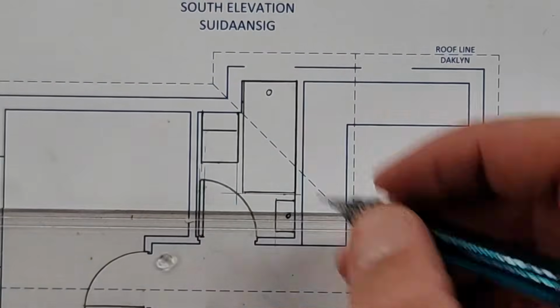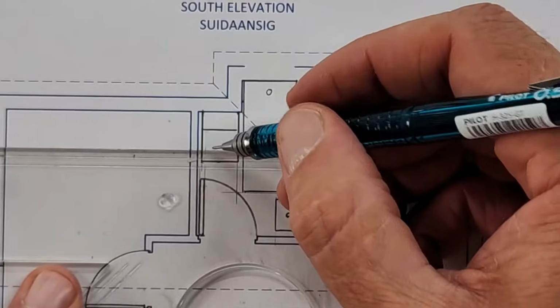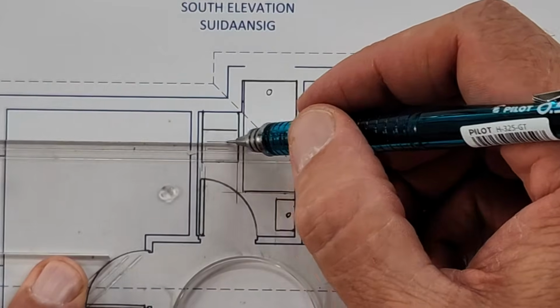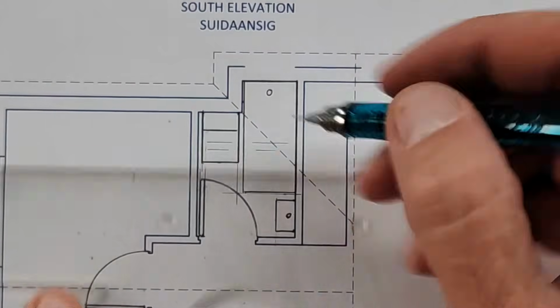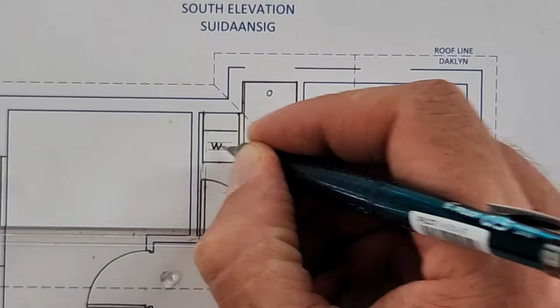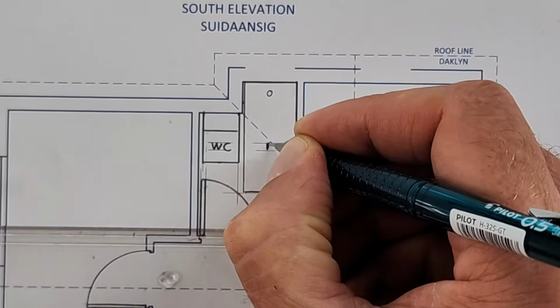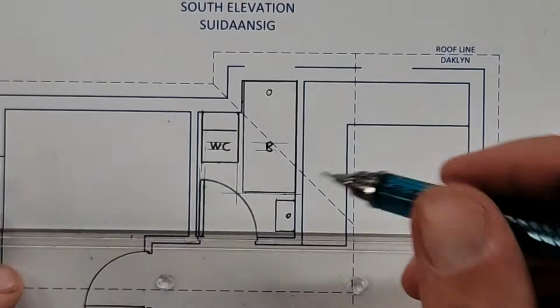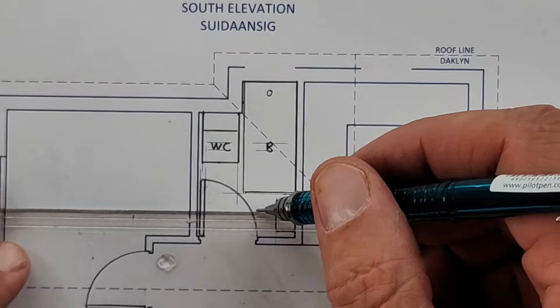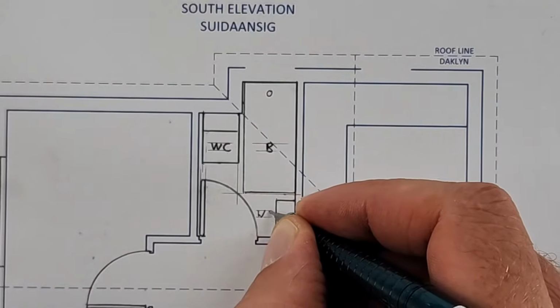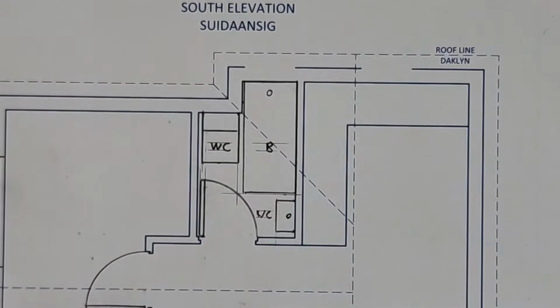Rightio, and then you can add your guidelines here. Let's do the bath at the same time. So that's a WC bath, and the wash basin, you can just do it on the outside. They're not going to be mad at you. WC. Okay, so that's how we will label the different parts.